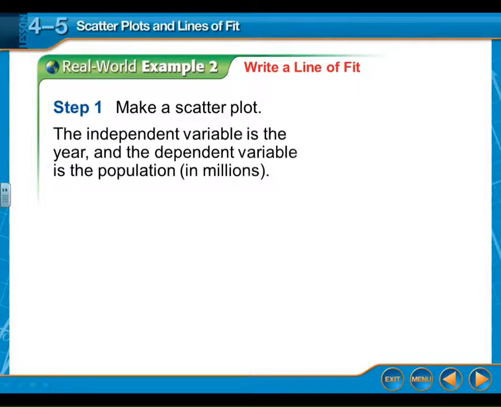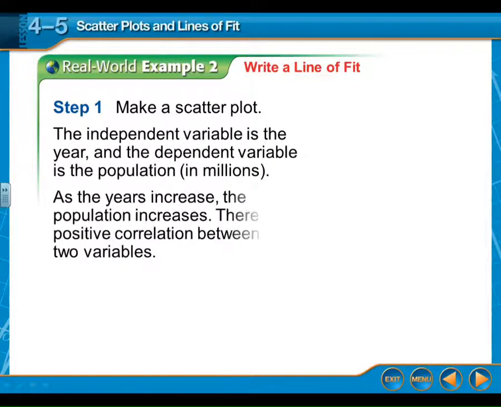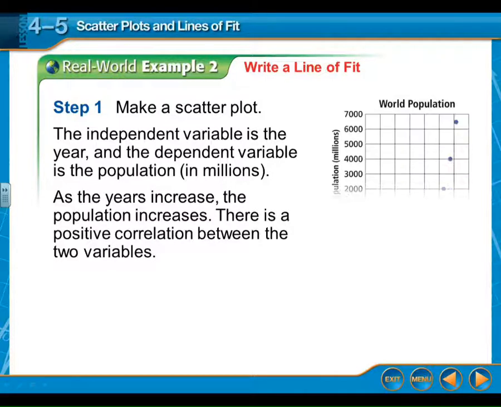So we're going to make a scatter plot. We're going to plot them. The independent variable is the year. The dependent variable is the population in millions. As years increase, the population increases. And there is a positive correlation between the two variables.